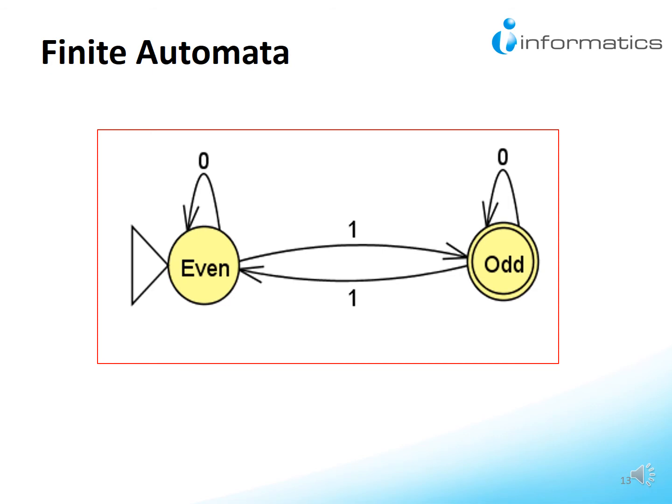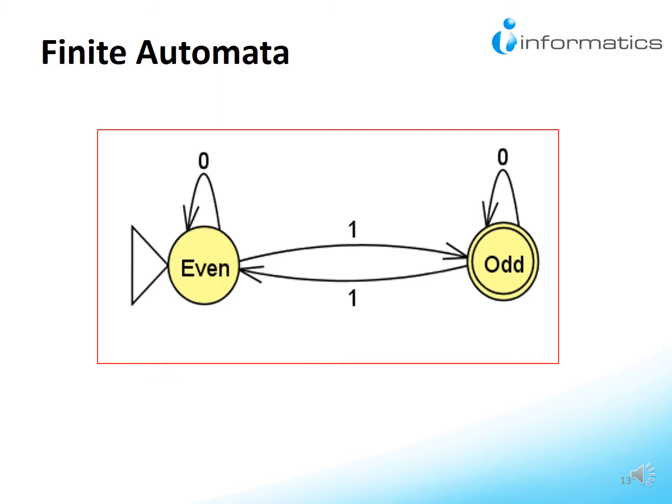If a machine, after processing all the characters in the input string, goes into a final state, we say that the machine accepts the input. Otherwise, we say that the machine rejects the input.